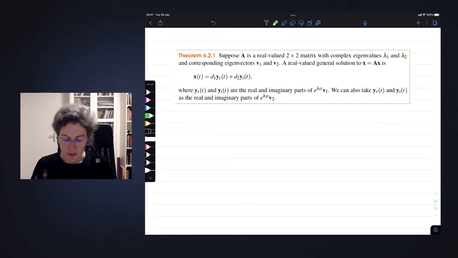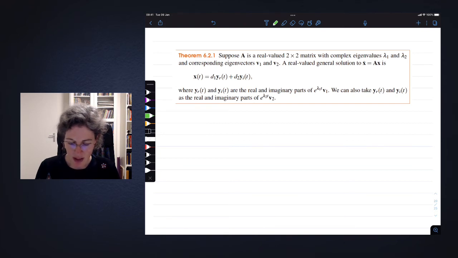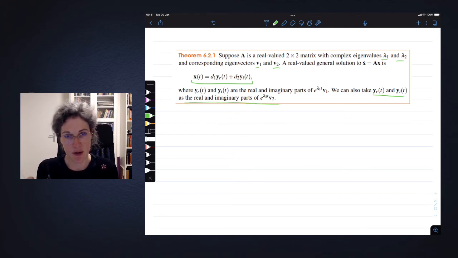So putting together what we've just seen, this is an equivalent formulation. Remember, we had a form that said we know how to rewrite our solutions to be real appearing. This little theorem 6.2.1 does the same thing. So for the 2 by 2 case with complex eigenvalues lambda 1 and lambda 2 with corresponding eigenvectors, then the real valued general solution, so written to look real, will be like so. You could also use this form over here. So this is just kind of saying in a theorem what we just saw.